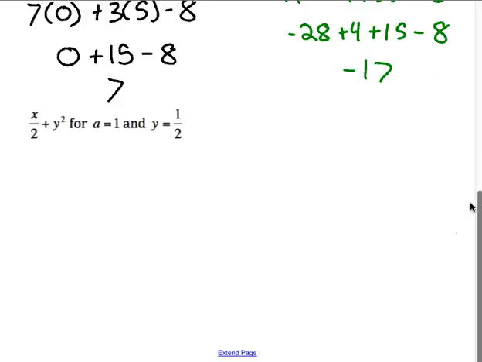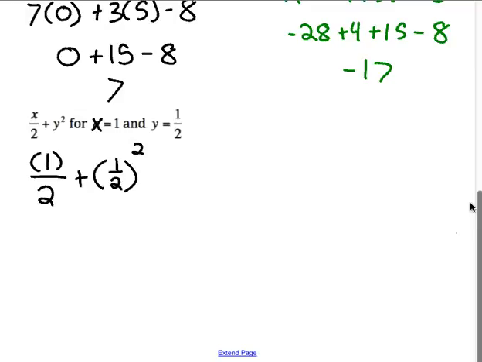And let's look at this one. So here, I'm sorry, that should say x. So here we're going to let x be 1 and y be 1/2. So I'm going to do 1 over 2 plus (1/2) squared.